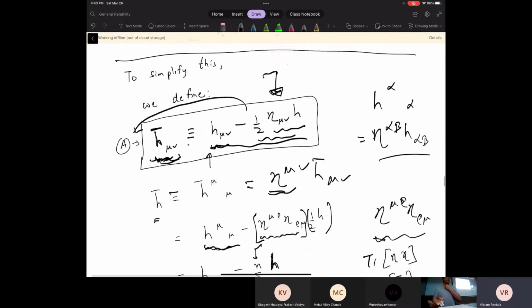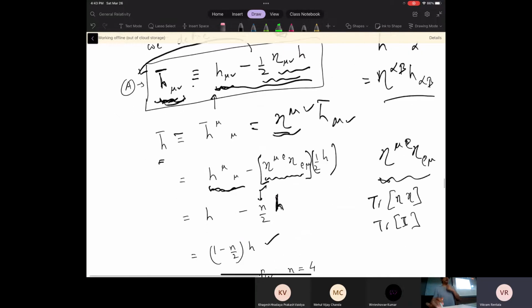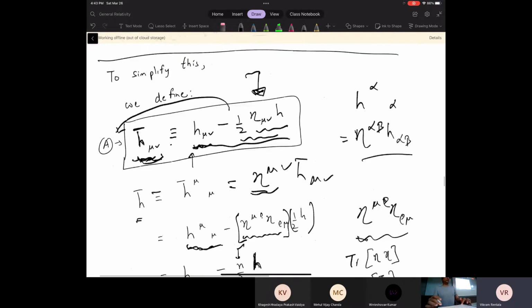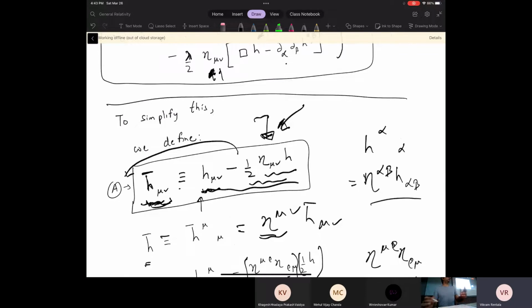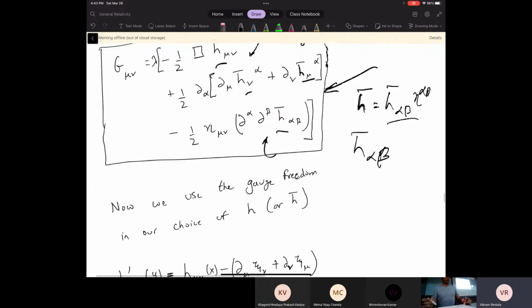So the advantage of making the shift from h to h bar is that you don't have these terms involving the trace of h anymore. You don't have the trace of h bar appearing over here. You don't have just h bar appearing. You just have h bar alpha beta appearing everywhere. So that's the advantage of making this shift. You've kind of subtracted off the trace in some sense.